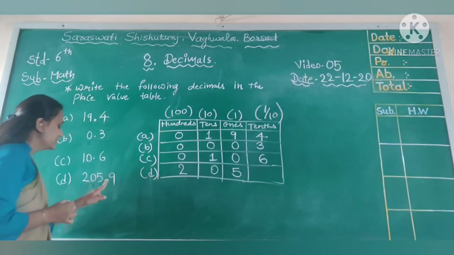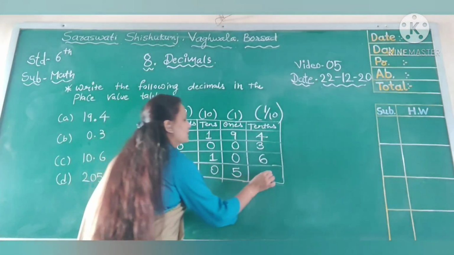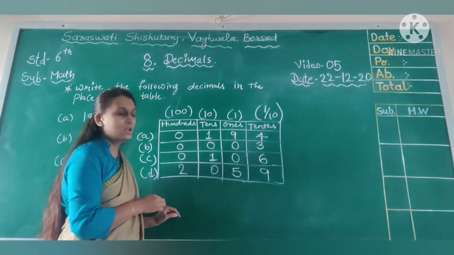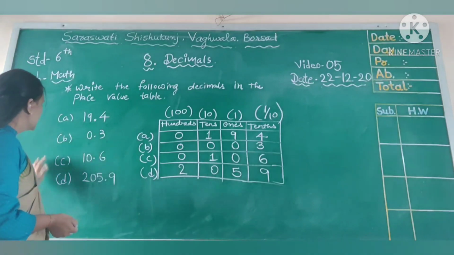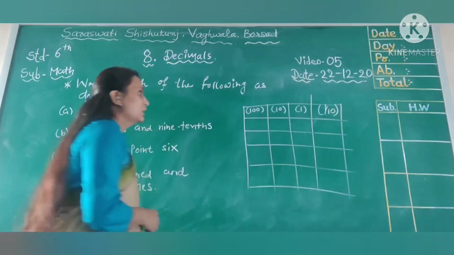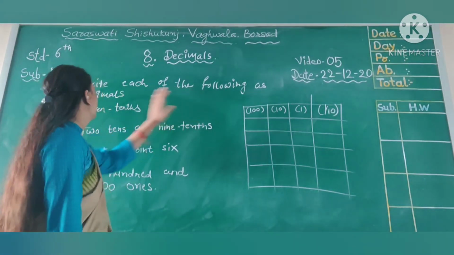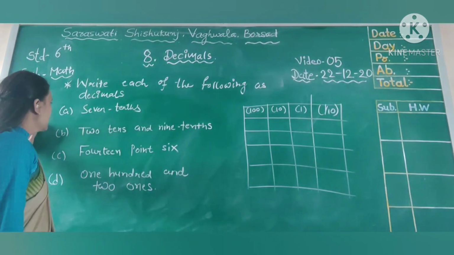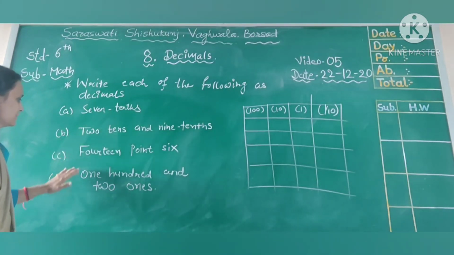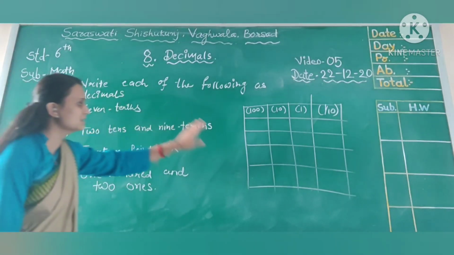Okay, now after the decimal this is 9, so 9 is at the tenths place, so 9 will be here. Okay, so we have defined all 4 numbers in the place value table. Our next question is: write each of the following as decimals. See, here we have been given different numbers, but we have to write the numbers as decimals.